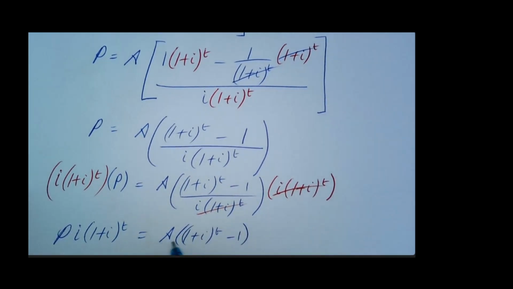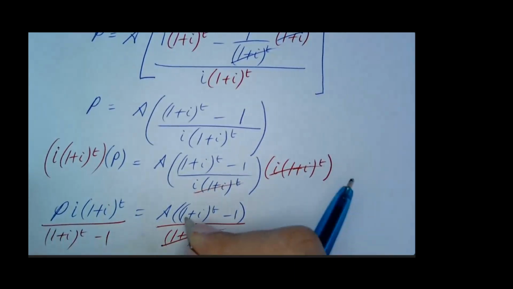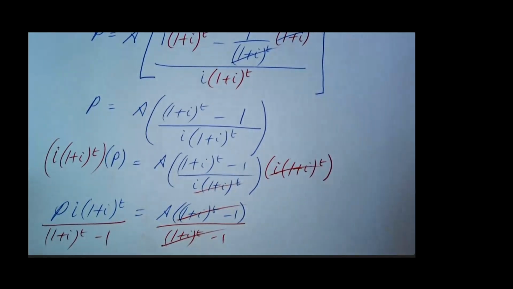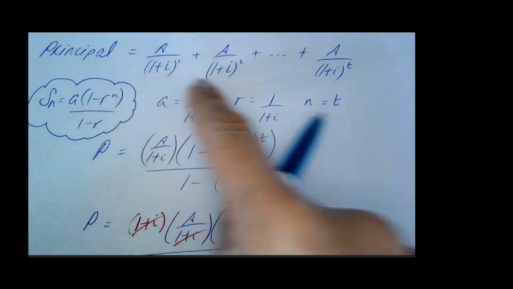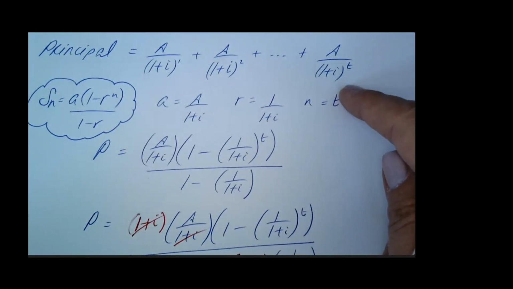And now to get a on its own, I'm going to get rid of all of this. So to get rid of all this, I'm going to divide both sides by it. That cancels with that. And of course, it leaves me with this, which is what I have here, basically. So that little formula in your log tables is a manipulation of the sum of a present values series.